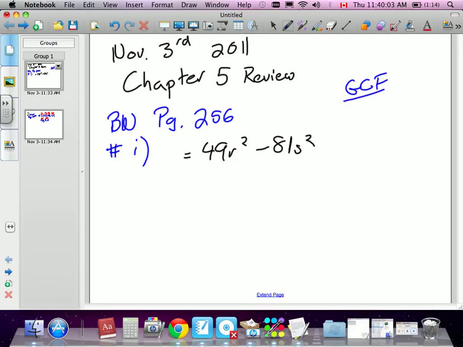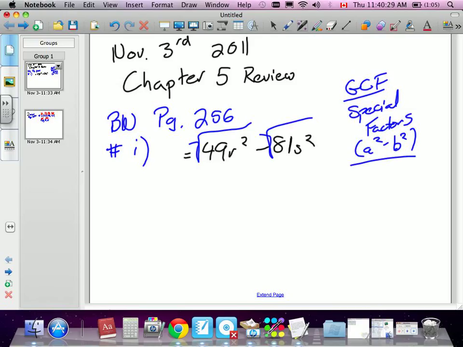Next, I'm going to look for special factors. Special factors, that means we're looking for a difference of squares, because we know the other type of special factors we can just do by normal factoring. Does this look like it could be a difference of squares? Could I find the square root of the first and last term? Yes. This does look like a difference of squares. So we're going to use that method to solve this.